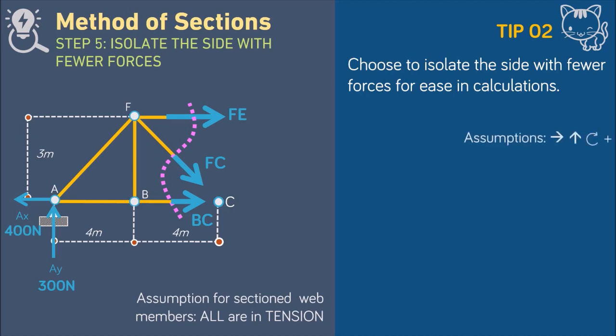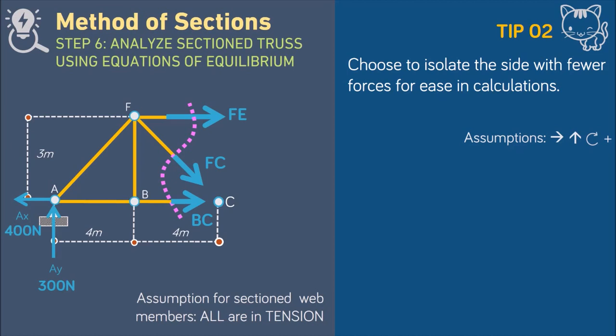So for the equations of static equilibrium, I have assumed that forces going to the right and upwards are positive. Also, clockwise moments are assumed to be positive. Step number 6 is to analyze the section truss using the equations of static equilibrium.